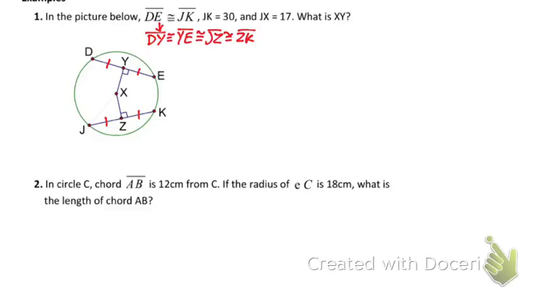All right, the next thing says that J to K is 30. So J all the way to K is 30, but we know that we have a bisector there, so this is 15, this is 15, this is 15, and this is also 15. All right, then it says that JX equals 17. So I know J to X equals 17. What is X to Y?